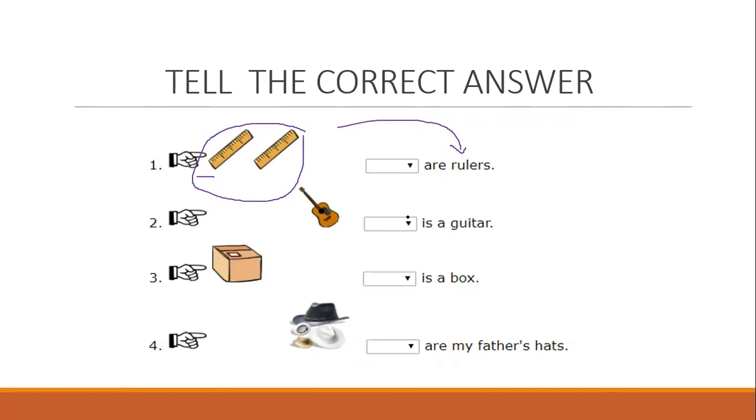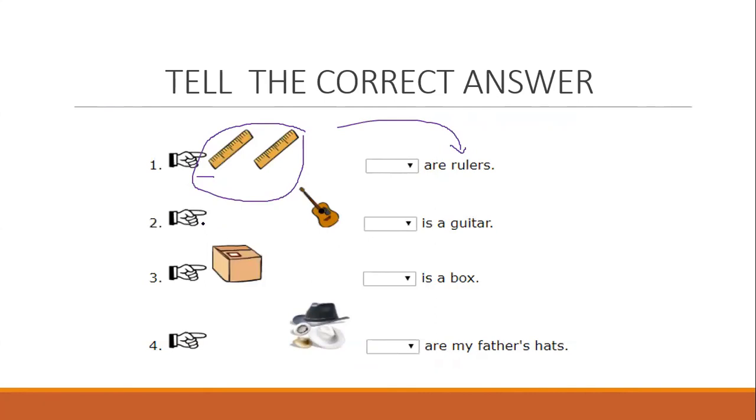Then we have short distance. So this or these, right? This is for singular and these is for plural. So in this case, the answer is these are rulers. Yeah? Is that correct? I hope it is.